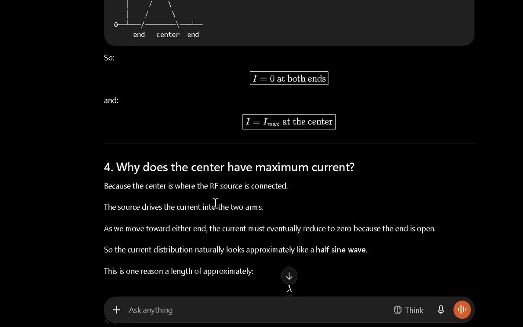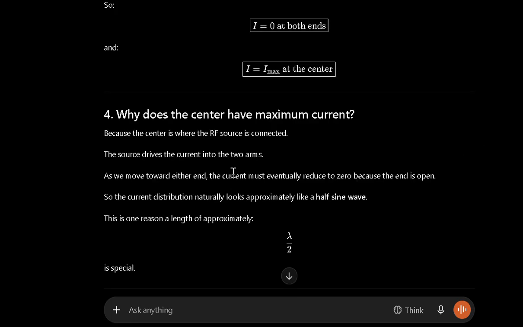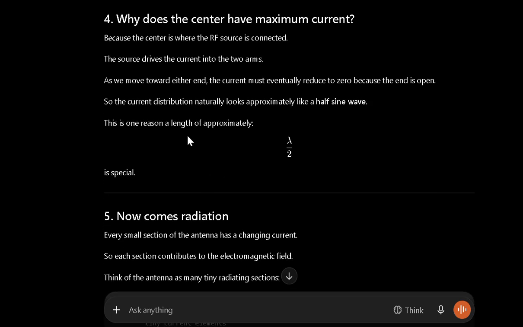The center is where the RF source is connected, so it drives the current into two arms. As we move toward either end, the current must eventually reduce to zero because the end is open. So the current distribution naturally looks approximately like a half sine wave. This is one reason a length of approximately lambda by 2 is special. So why do we use lambda by 2?